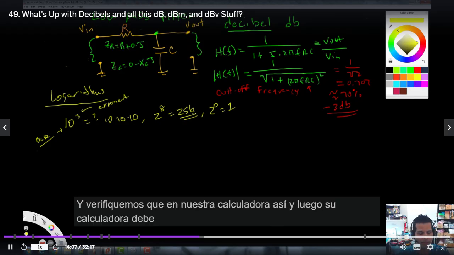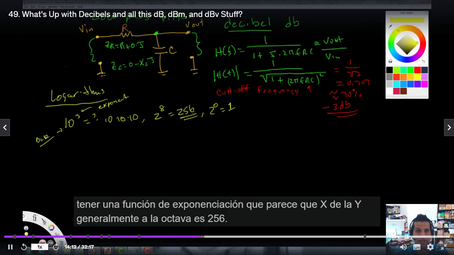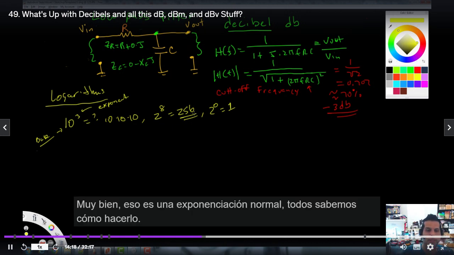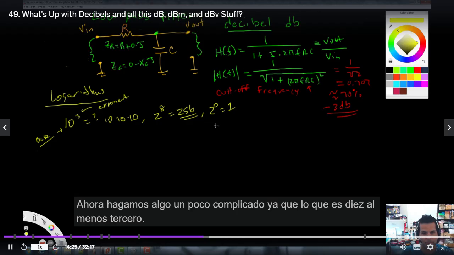And let's check that on our calculator. So 2, and then your calculator should have an exponentiation function, which usually looks like x to the y, to the 8th is 256. All right, so that is normal exponentiation. We all know how to do that. Now, let's do something a little bit tricky.